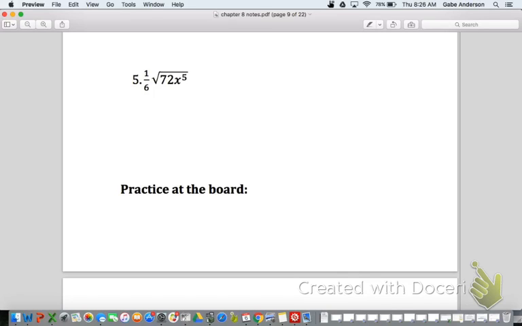Has anybody started ahead on this one? What would the 72 break down to be, Jake? 2 times 2 times 2 times 3 times 3. I agree. So 2 times 2 times 2 times 3 times 3. And then all those x's, there'd be 5 of them, right? So it'd be times x times x times x, and then 2 more of them. So unlike number 4, where there was only one pair of 3s that had a chance to come out, there's going to be a lot of pairs of things that can come out here.